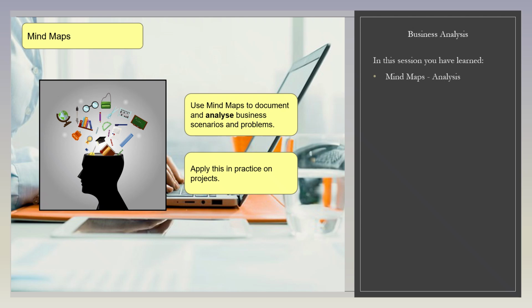What I hope I've helped you with here is getting a better understanding of mind maps and analysis, and through the case study example, how to apply this in practice. So you've seen how we can use mind maps to document and analyze business scenarios, problems, requirements. How you can use them to define scope of your project, business requirements, and then add detail as needed, and sometimes ask that crucial question, why?